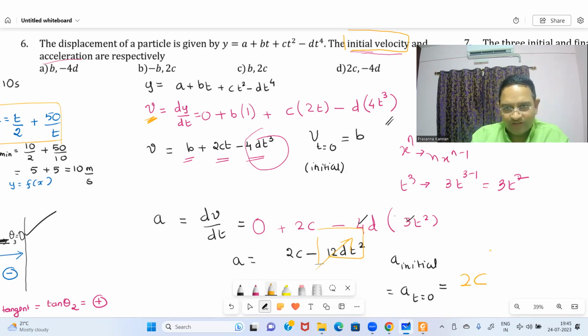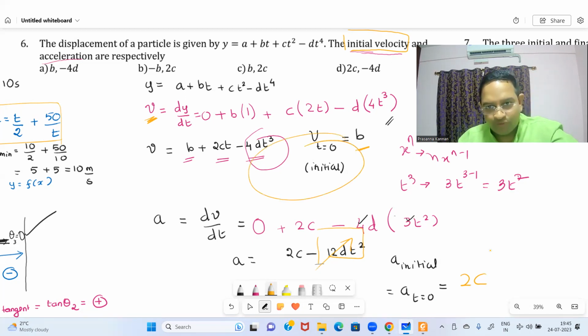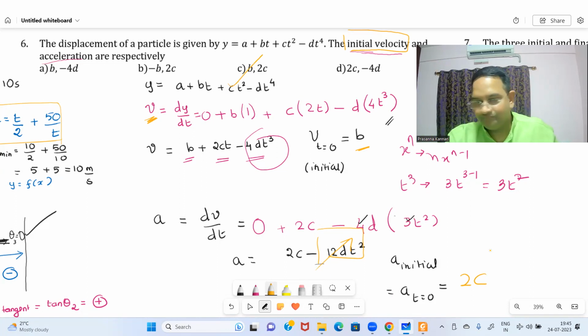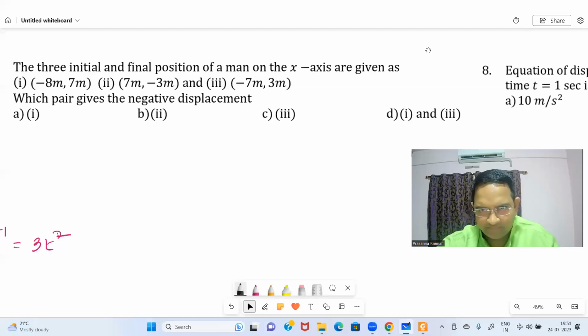So what is the initial velocity? Initial velocity is 0. Sorry, B. What is initial acceleration? 2C. B and 2C. Which option? C option. That's all. Take it down. Option C. C is the right answer. Clear? Yes, sir.